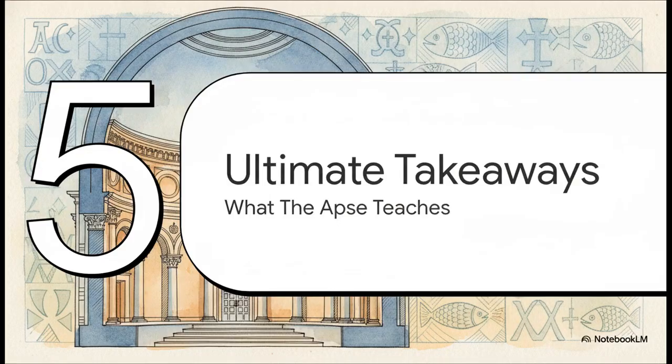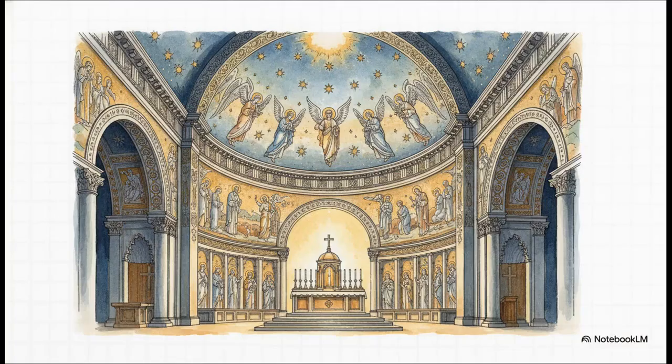Section 5. The ultimate takeaways. So, what does this all mean? What exactly is the architecture trying to tell us here? Well, this brilliantly illustrates the core message from our sources, giving us 4 major takeaways. First, the design literally forces your eyes to the altar, proving it's the visual and spiritual center of worship. Second, its heavenly dome shape reminds us that the Mass actively participates in heavenly liturgy.